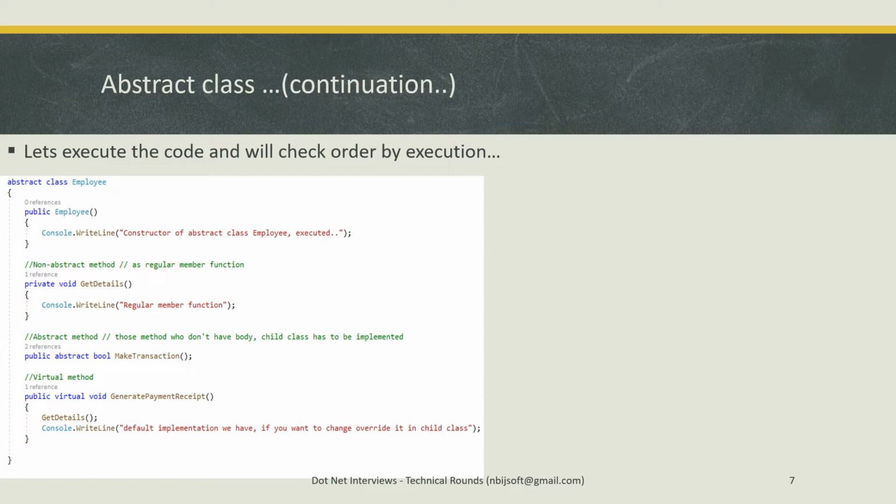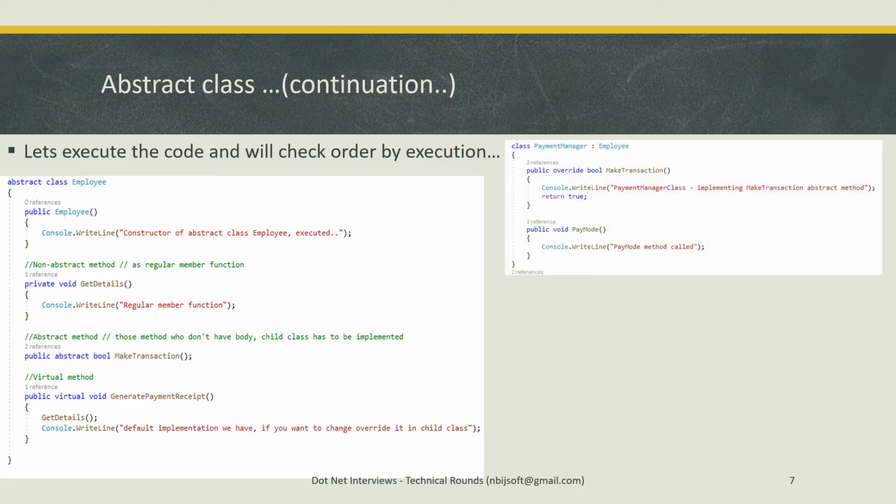After that we have another class, PaymentManager, and consider it as a child class. A child class can inherit from its parent; here we are inheriting the abstract class Employee. Now consider that we are overriding one function, MakeTransaction. Why? Because look at the Employee abstract class, where we have one abstract function, MakeTransaction. It's mandatory to provide its implementation, so we override it.